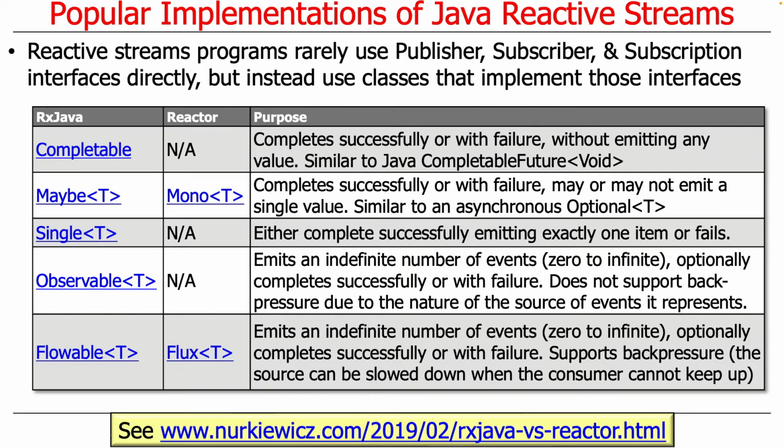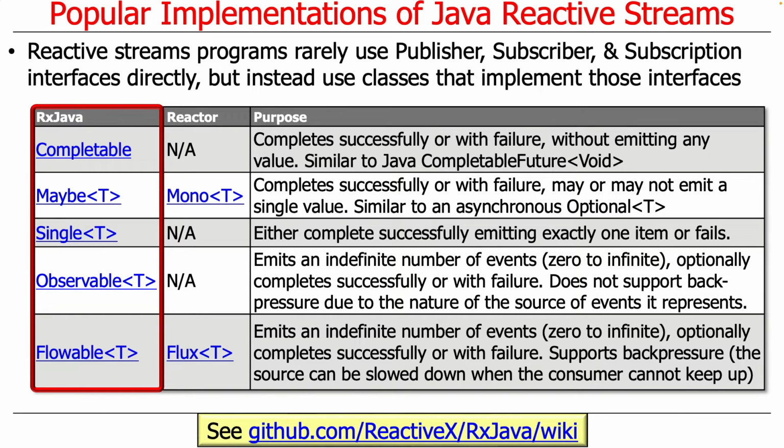We're using Project Reactor. So in RxJava, which we're not going to spend a whole lot of time on, there are 5 key classes, actually 6 if you look at something called a parallel flowable. There's a completable, a maybe, a single, an observable, and a flowable. Those are the 5 main abstractions in RxJava.